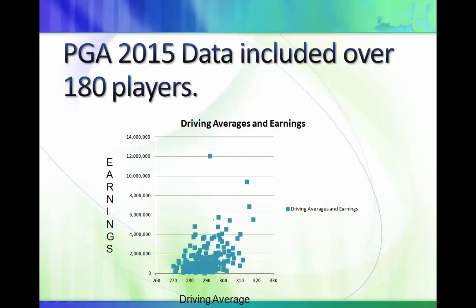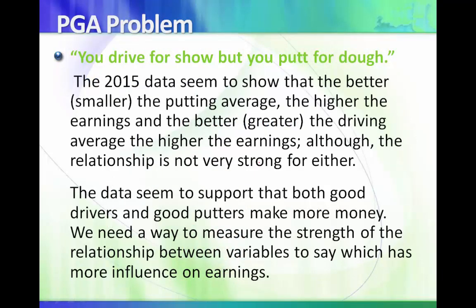Driving average, the longer the driving average, the better. So here our higher driving averages seem also to have higher earnings. The 2015 data seem to show that the smaller the putting average, the higher the earnings, and the greater the driving average, the higher the earnings, although the relationship is not very strong for either. The data seem to support that both good drivers and good putters make more money.